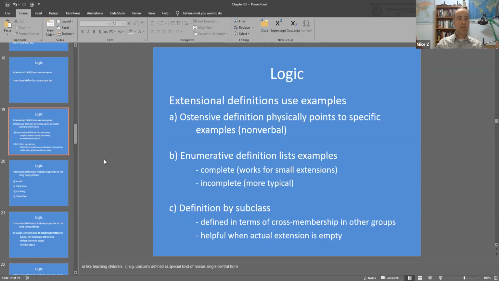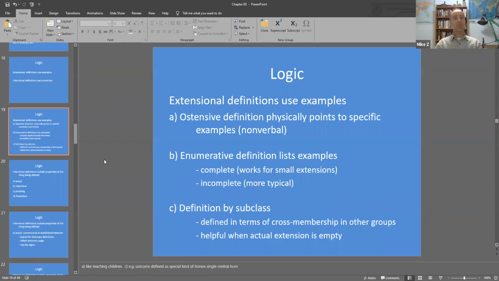a complete list. So for example, let's say that you were wanting to define the Supreme Court of the United States. Well, there's a variety of ways that you could do that, but one way you could do that is just to list all 9 justices of the Supreme Court. And so that would be a complete enumerative extensional definition of Supreme Court of the United States.